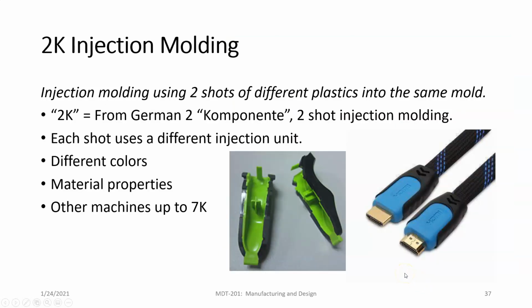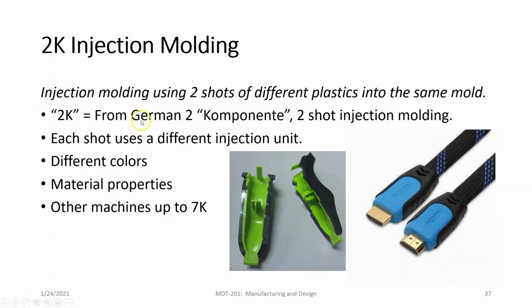Okay, 2K injection molding. The 2K is German. It doesn't stand for 2000. K is component, which basically means that it's a two-shot injection molding process. We see it a lot, right? If you look around, you're going to see plastic parts with kind of a grippy plastic over a hard plastic, like in this cabling here and this handle.